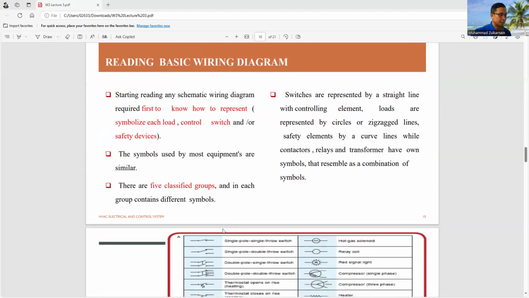Reading basic wiring diagrams: starting to read any schematic wiring diagram first requires knowing how to represent, or symbolize, each load, control switch, and safety device. In the diagram, they represent the components by symbols, so you should understand the symbol of each component. Sometimes they put inside the diagram what the symbol represents, so you can understand the operating system.